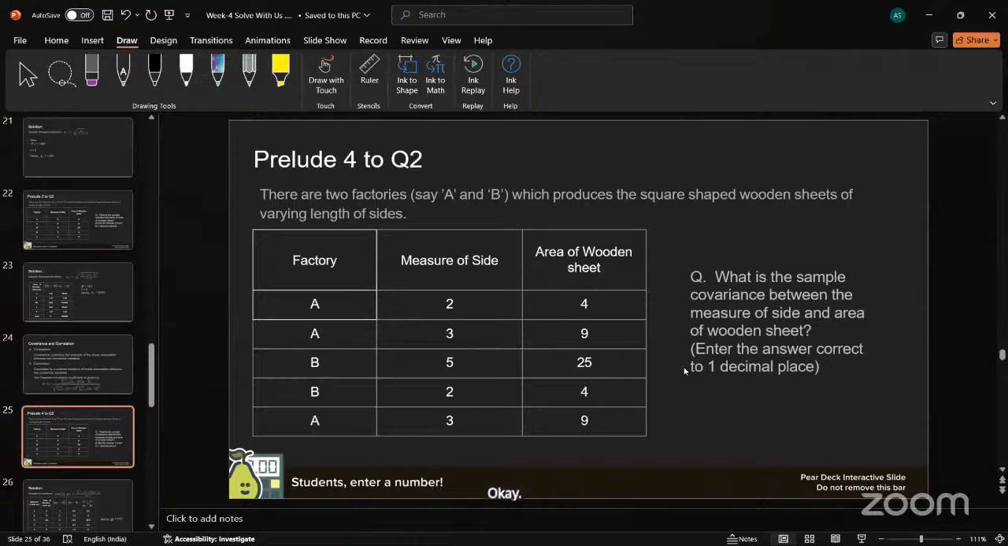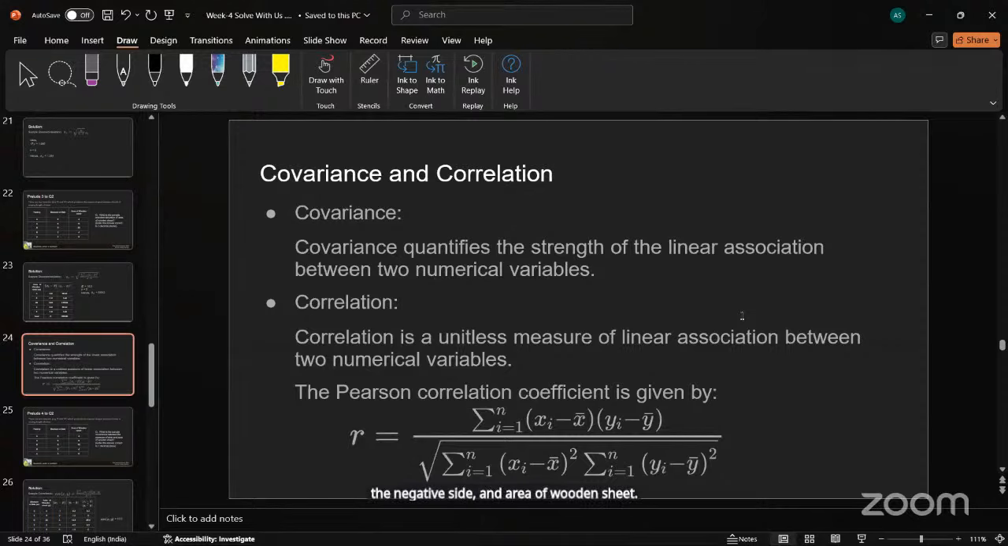This is the same data, and we have been asked to calculate the covariance between the measure of side and area of wooden sheet. Just like you calculate variance, right?